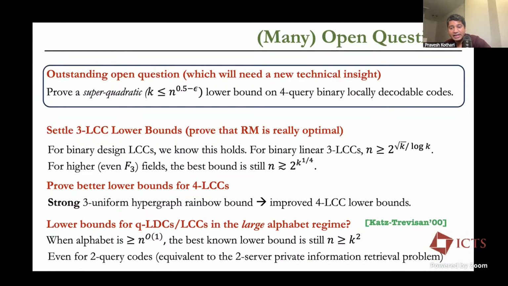So, even for the case of 2-query LDCs with large alphabet, we actually don't know the right lower bounds. So it is a very interesting question to see if some of these new techniques yield any insight on proving LDC lower bounds in the large alphabet regime, where we basically have no improvement over the first and only technique that we know how to prove lower bounds, which is due to Katz and Trevisan from more than 25 years ago. Okay, I'll stop here.